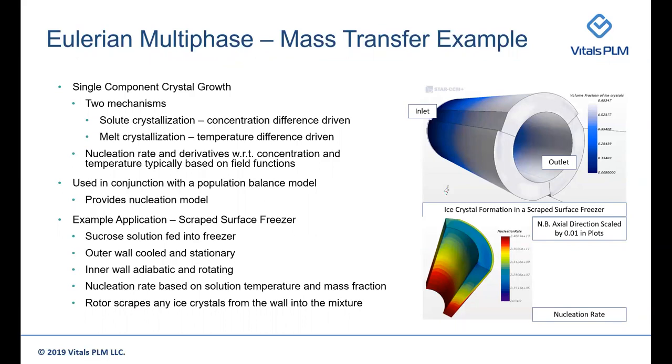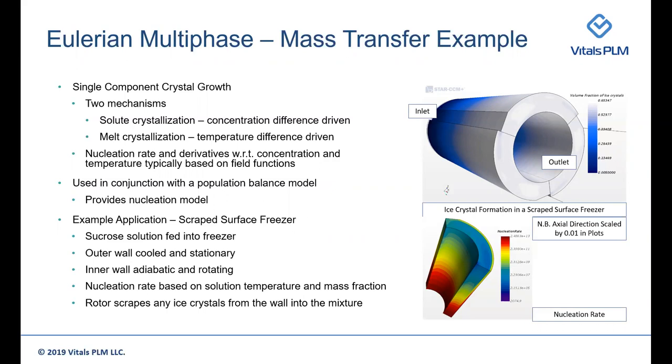Let's have an example of mass transfer using the Euler multiphase model. Here we see two examples for mass transfer using the Euler multiphase. The first one is a single component crystal growth. On the top picture, we can see a solute with low concentration entering the flow domain, and it undergoes a crystallization mechanism. As a result, towards the outlet, we see an increase in the volume fraction of the ice crystal.